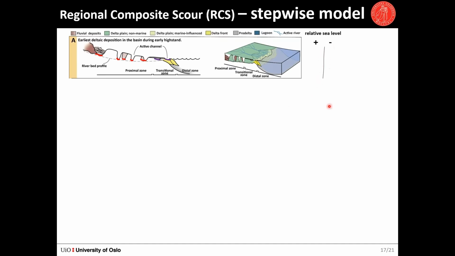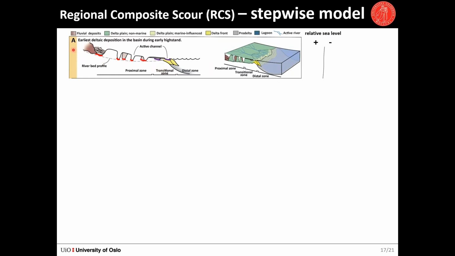So here we're going to build up the relative sea level cycle. Here you have the simplified profile, and here then the block diagram that is the depositional model, and you see the three zones: proximal, transitional, and distal. Brown are the fluvial deposits. These yellow ones are the delta front deposits. And then here in red, you see this discrete erosional surface at the base of the trunk channels, and then here in purple at the base of the distributary channels.